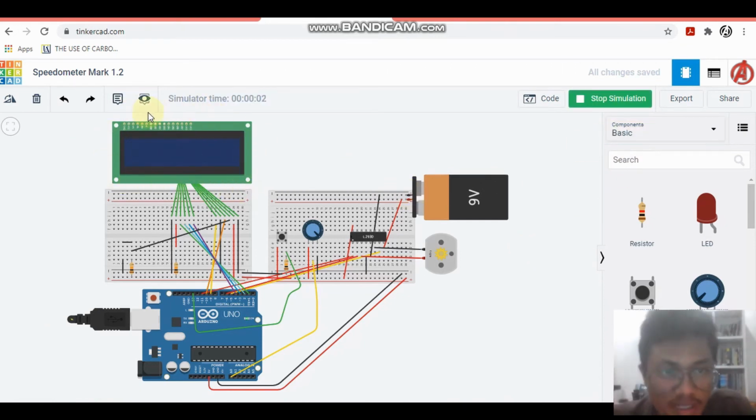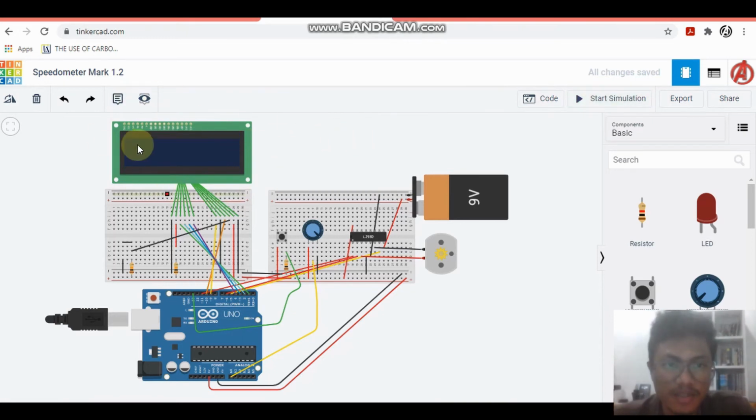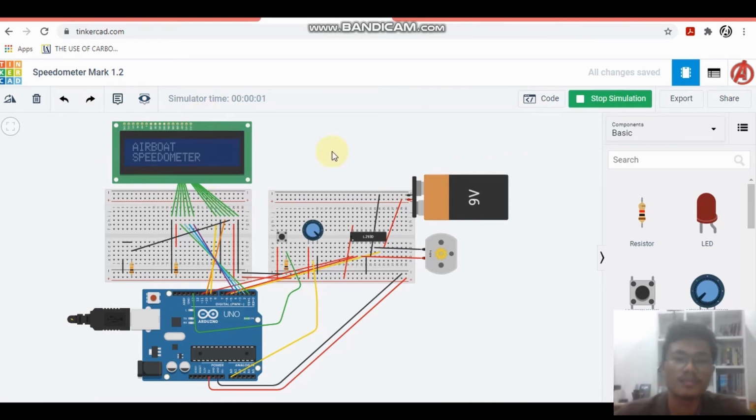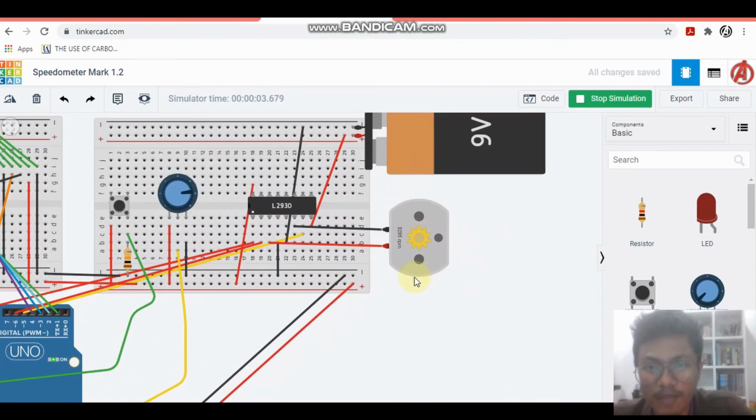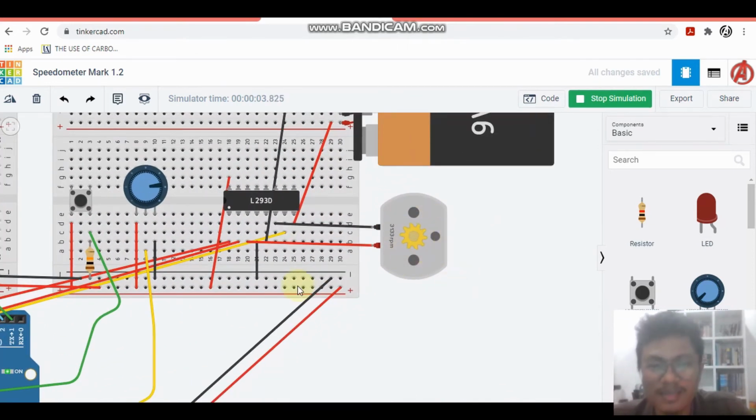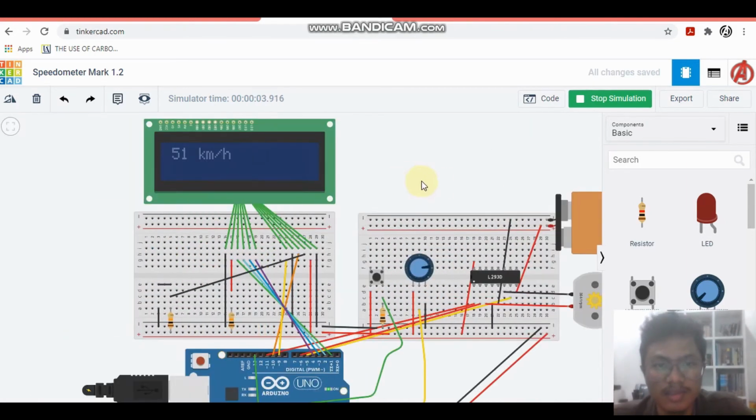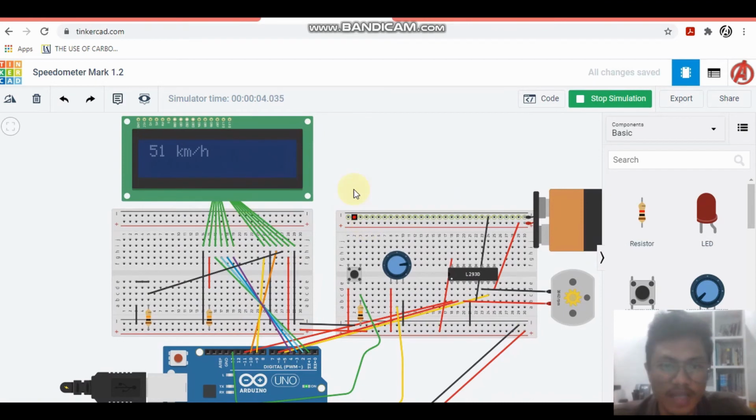In the first 2 seconds, an Airboat speedometer will light up in this LCD as a static value. Push the buttons to activate the motor. This potentiometer will simulate the throttle. The more the operator twists, the more power it gives to the motor, the more RPM the value has. This will link directly to the Arduino board and to the LCD. As the throttle increases, the speed also increases in kilometers per hour.